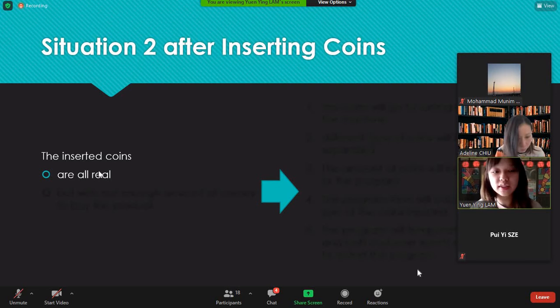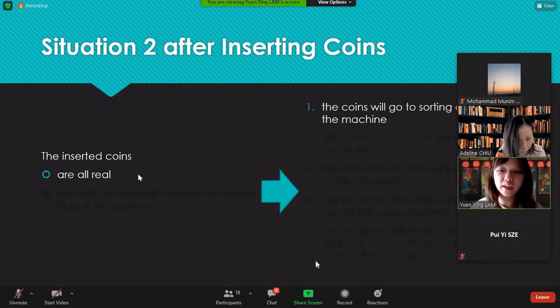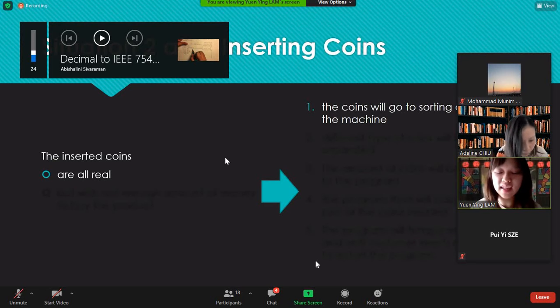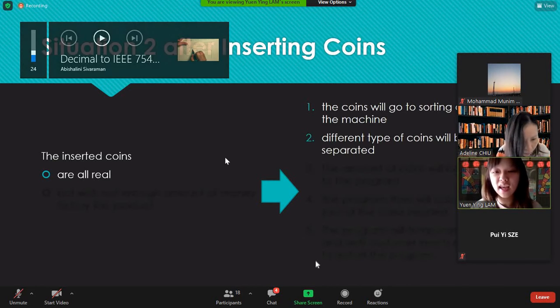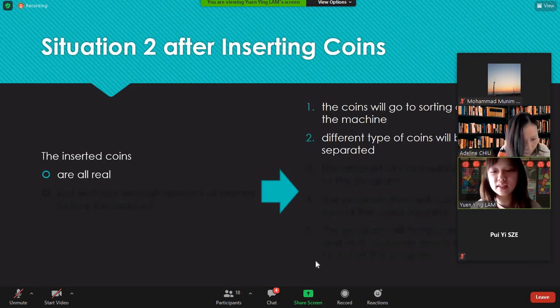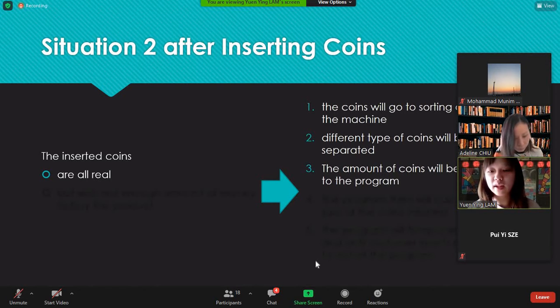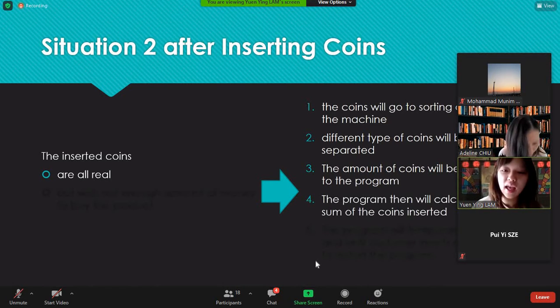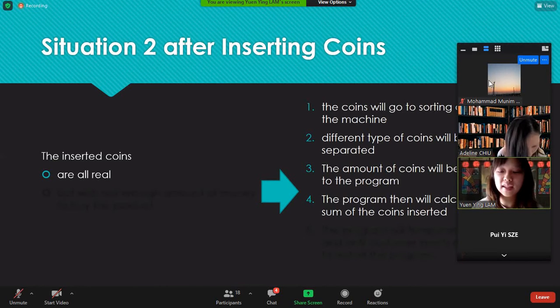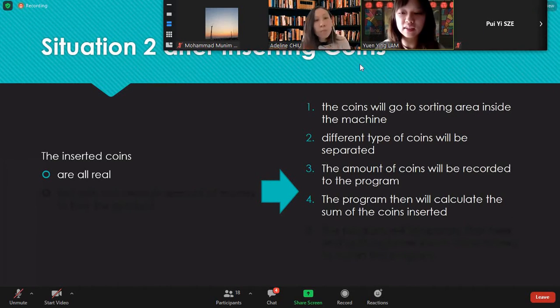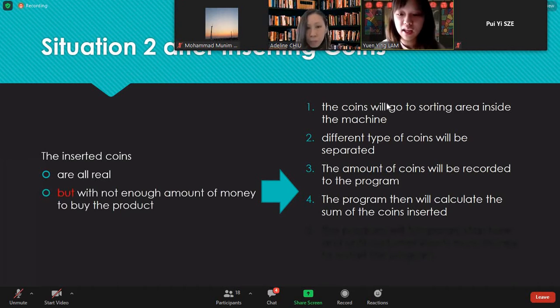If the inserted coins are real, then the coins will go to the sorting area inside the machine and be separated into different columns by type, and the amount of coins will be recorded by the program.